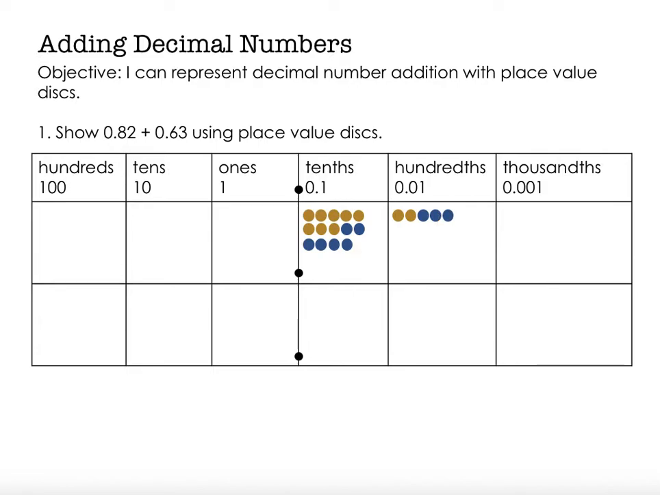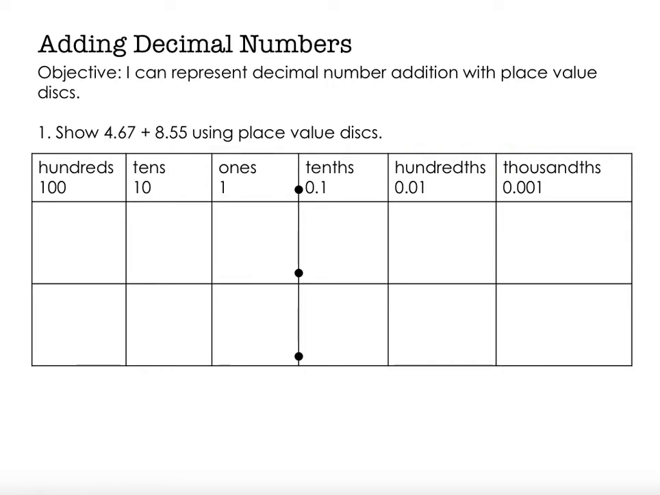And now I'm going to look to see if I can bundle anything. And I can see right here I have more than 10. And when I have 10 or more, I can bundle a group of 10. So I'm going to grab all 10 of those, and I'm going to bundle them together and represent 10 tenths with 1 one. And now when I look at that, I don't have anything else that I can bundle, so I'm just going to record how many are in each place value. So I have 5 hundredths, 4 tenths, and 1 one. So when I add 82 hundredths and 63 hundredths, I would get 1 and 45 hundredths.